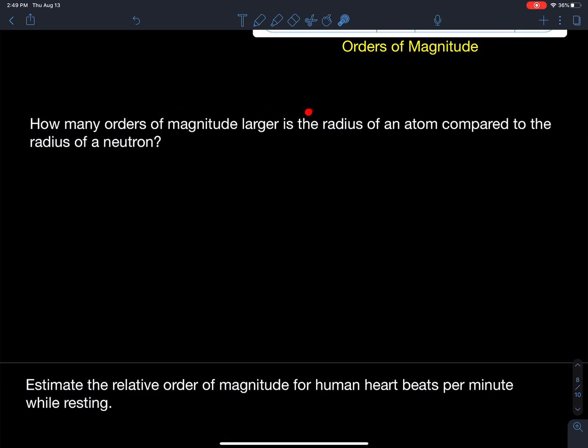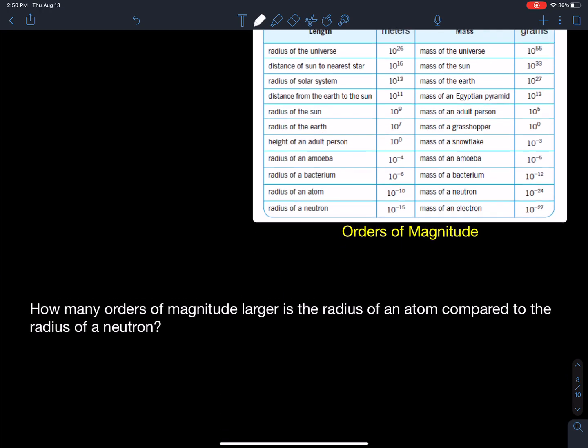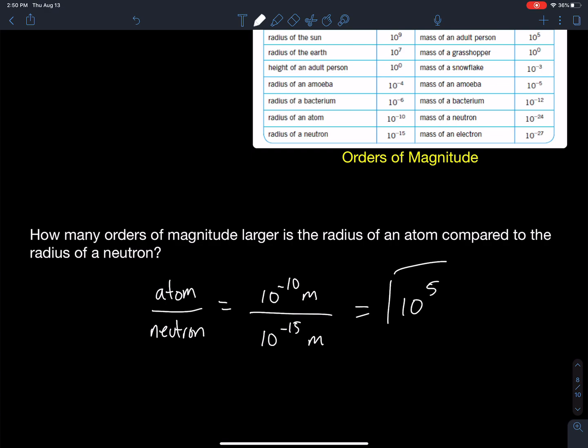How many orders of magnitude larger is the radius of an atom compared to the radius of a neutron? So if I go back to this table, the radius of an atom is 10 to the minus 10, and the radius of a neutron is 10 to the minus 15. So if I want to look at that ratio, an atom to the neutron, you got 10 to the minus 10 meters divided by 10 to the minus 15 meters, which is going to give me 10 to the 5. Okay, that's how many orders of magnitude larger the radius of the atom is compared to the neutron.